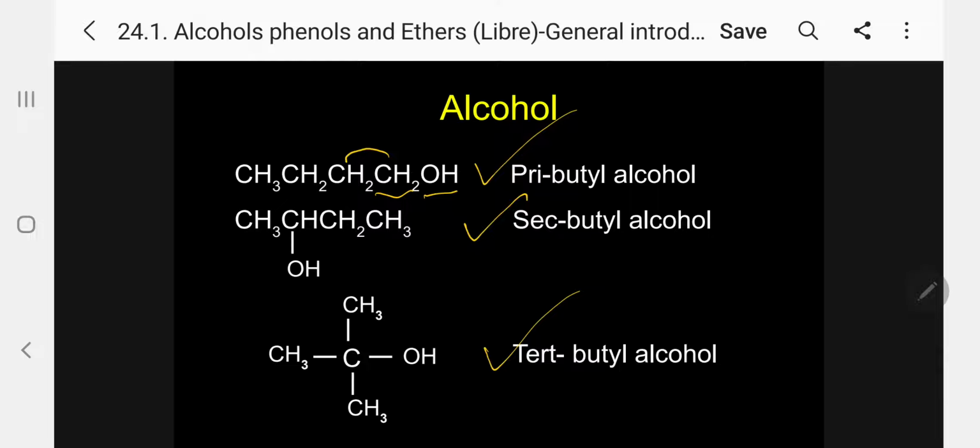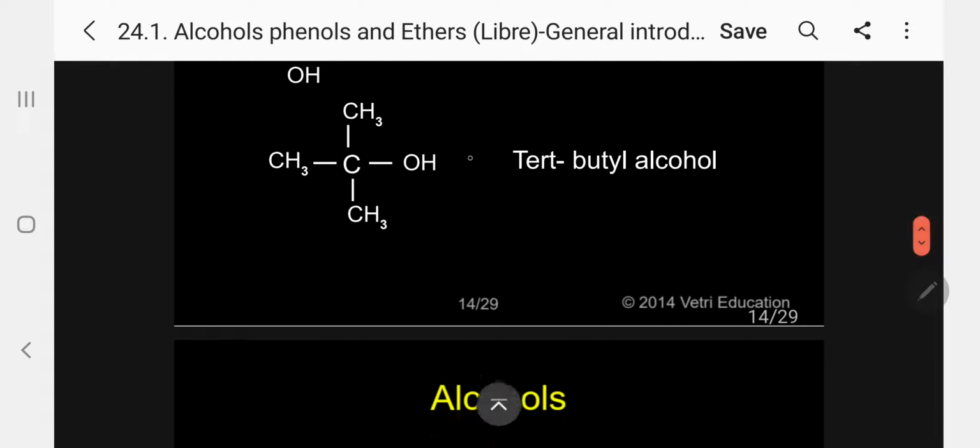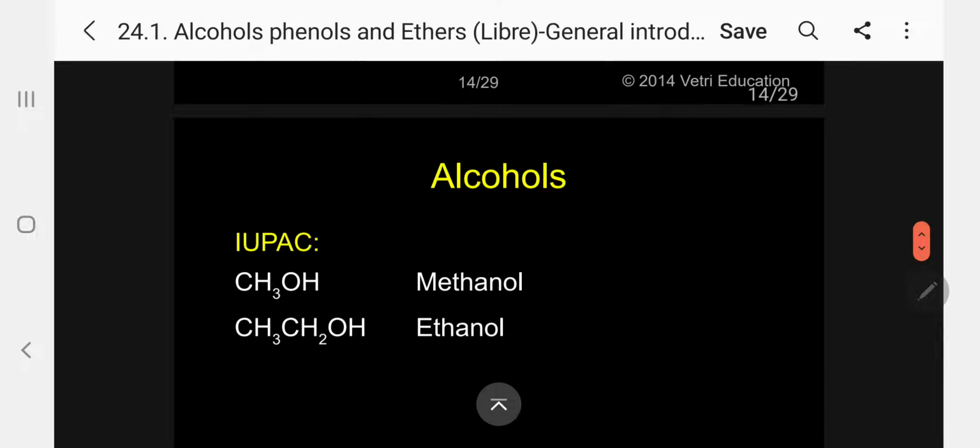If it is attached to only one carbon, primary. If it is attached to 2 carbons, it is secondary. 3 carbons, it is tertiary. So what we are discussing is based on the position of the functional group, which carbon it is attached to. Kindly follow. So primary butyl alcohol, secondary butyl alcohol, and tertiary butyl alcohol. This is the way we have to give the common name.